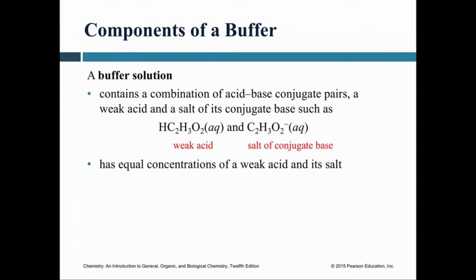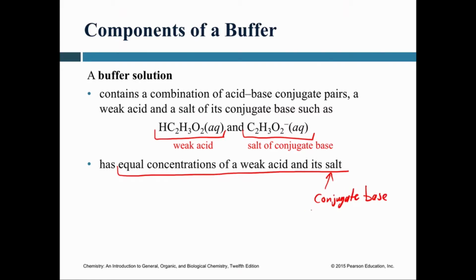Now, a buffered solution requires that you have a weak acid and its conjugate base. A weak acid and its conjugate base, okay? Now, they say here it has equal concentrations of the weak acid and its salt. When it says salt, think conjugate base, okay? So that's a buffer. A weak acid can make a buffer as long as you have the weak acid and its conjugate base in solution. Strong acids can't make buffers, all right? It has to be a weak acid and its conjugate base.